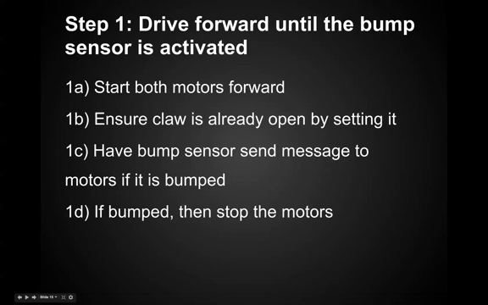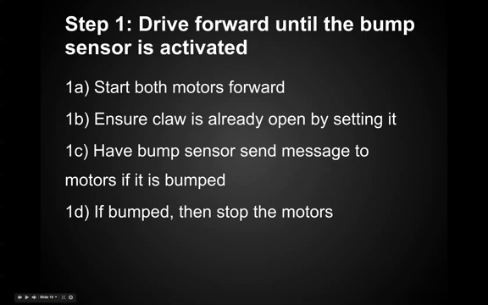The ongoing is that we want to have this, while the motors are moving forward and while the claw is open, continue testing and making sure that the bump sensor is ready, so that if it gets bumped at any time during its movement, then we get 1D, stop the motors. And that would be an indication we've reached our object. Now we're stopped, then we can move on to our step 2. For the purpose of this demonstration, I've only taken step 1 and really broken it down into the pseudocode.